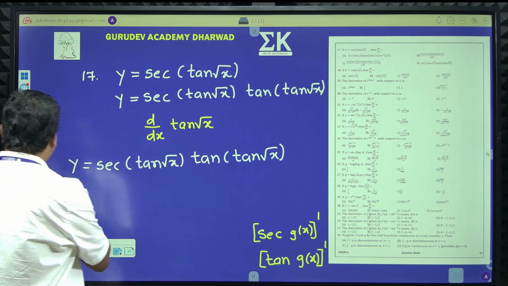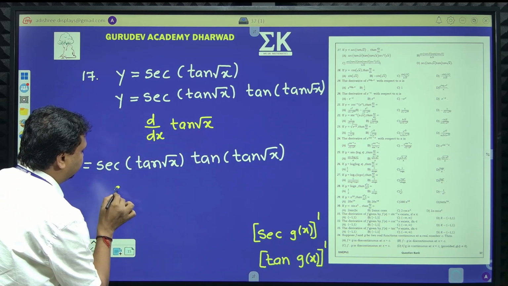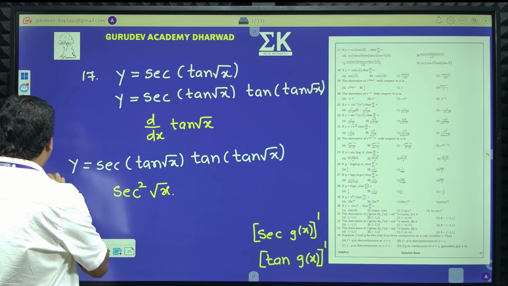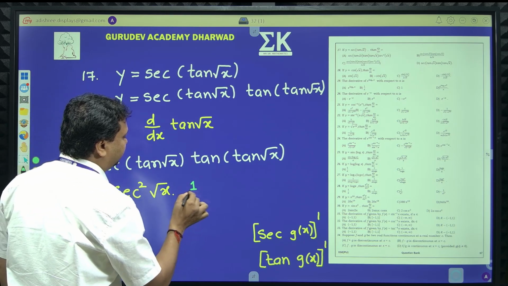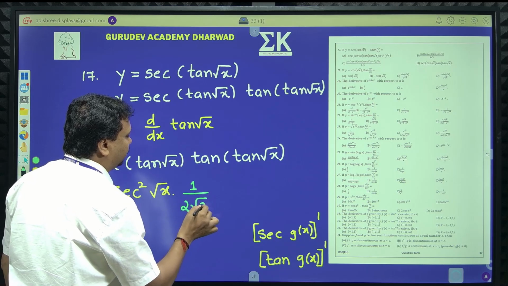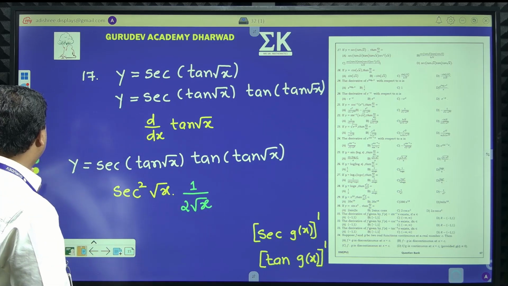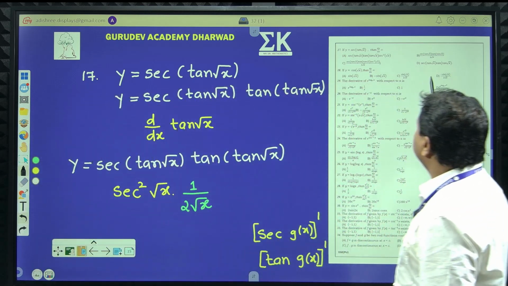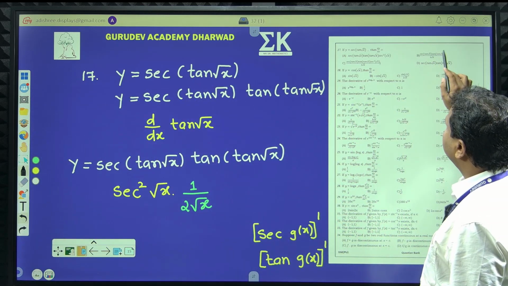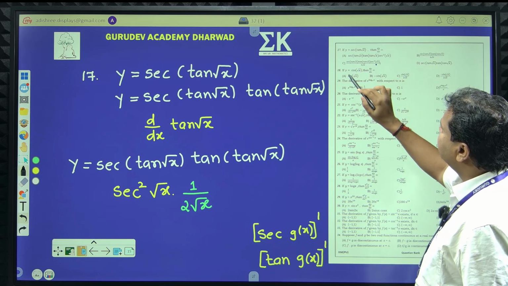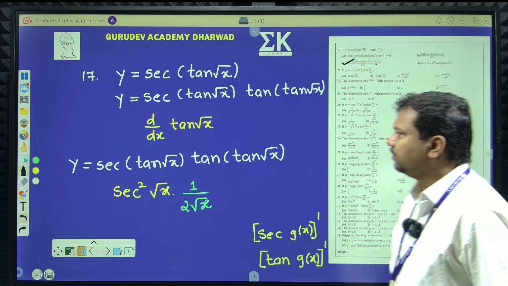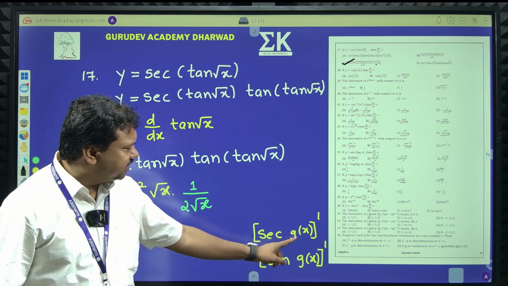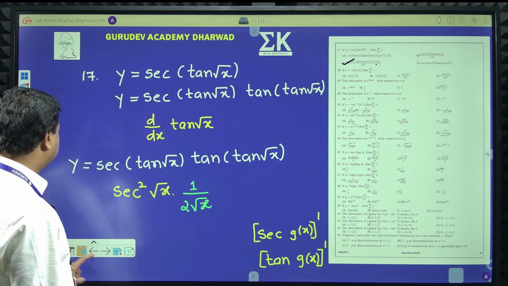Now, what is differentiation of tan root x? It will become secant square root x into differentiation of root x. What is differentiation of root x? 1 divided by 2 root x. Done. Hence, what should be the answer in this case? Secant tan root x, tan of tan root x, secant square root x into 1 by 2 root x. I will go with option C. So, you have to take care of two identities, secant g of x differentiation and tan g of x differentiation.